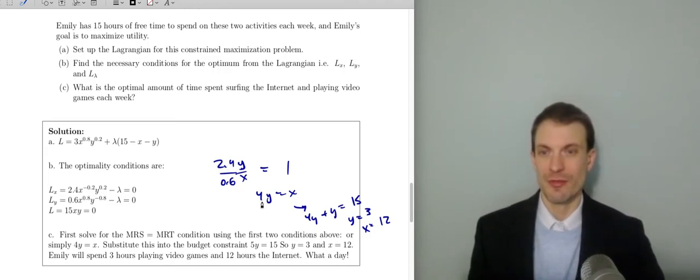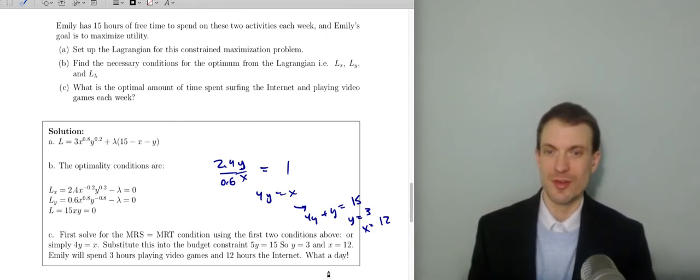So I have 4y is equal to x. If 4y is equal to x, that's really easy to substitute into my budget constraint. x plus y is 15, and 4y is equal to x. So 4y plus y is equal to 15, y is equal to 3. If y is 3, x has to be 12. All right, so we have Emily's optimal consumption of internet and video games.